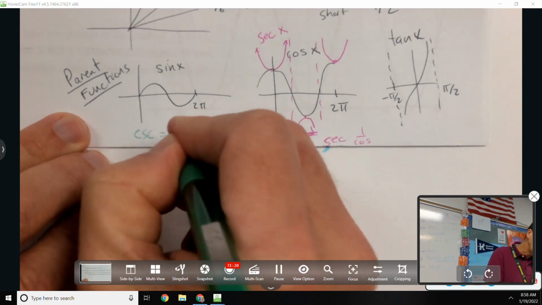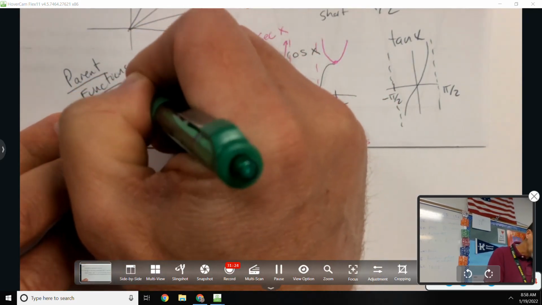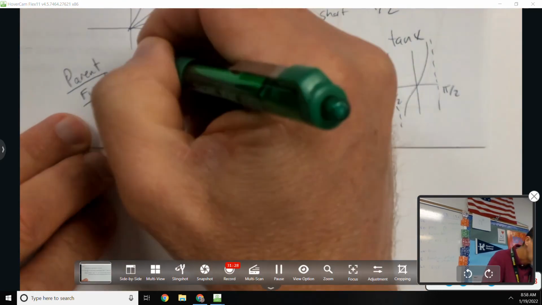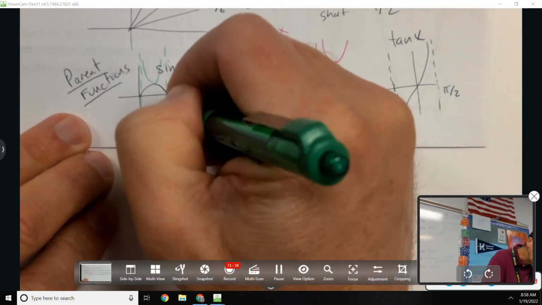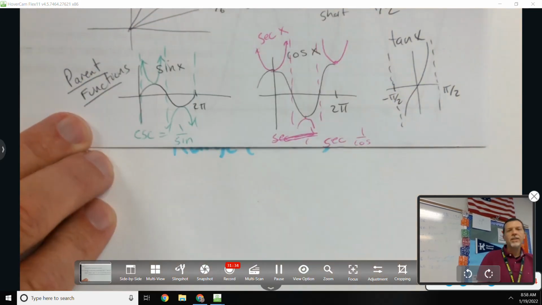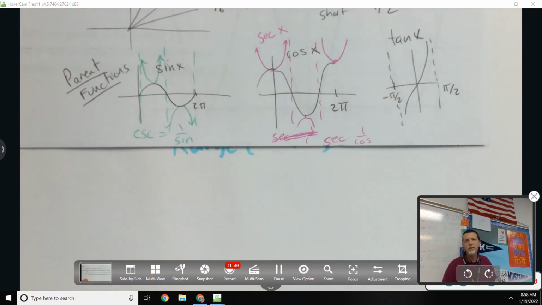Cosecant is 1 over sine. So wherever sine is 0, cosecant has asymptotes, and then do the U's off the peaks and valleys. And again, there really is not another way to graph secant or cosecant other than to graph sine and cosine and do the U's.